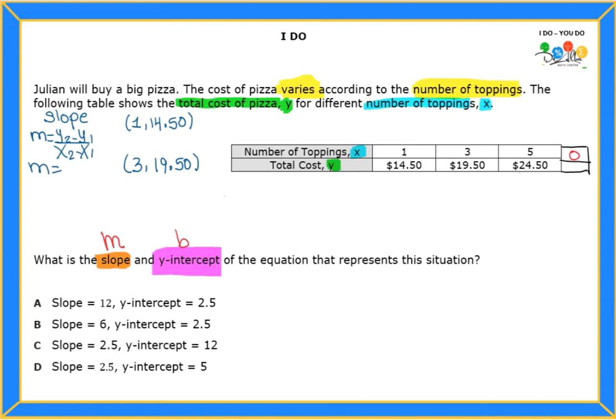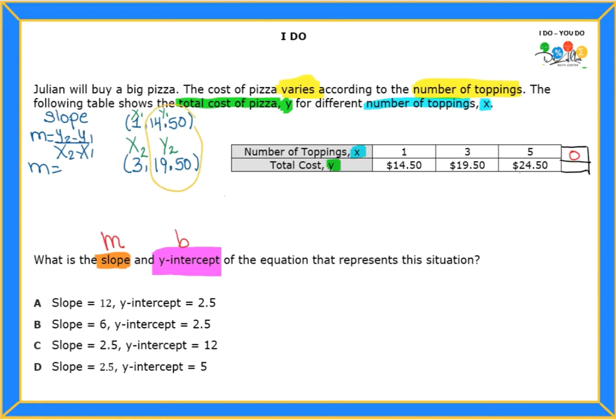Let's write our labels, right? So 1 is the x coordinate, but it's x sub 1 because it's my first point. And 14.50 will be my y coordinate, y sub 1. Okay, second point. 3 is still the x coordinate, but now it will be x sub 2. 19.50 will be my y coordinate, of course, but it will be y sub 2. It's very important that we write labels, guys.